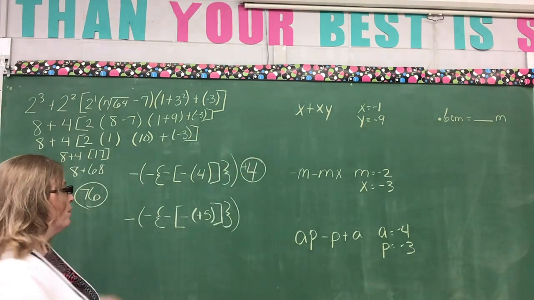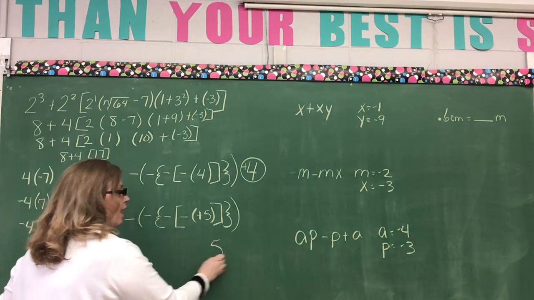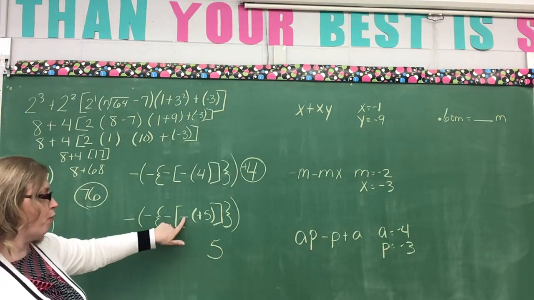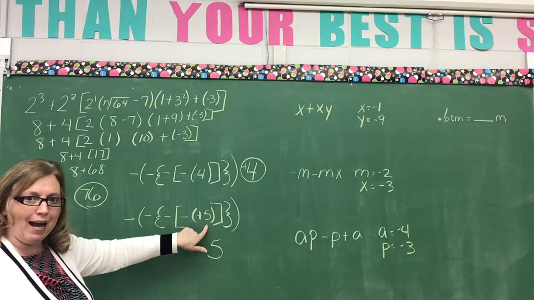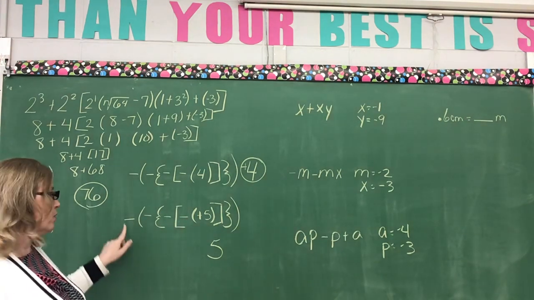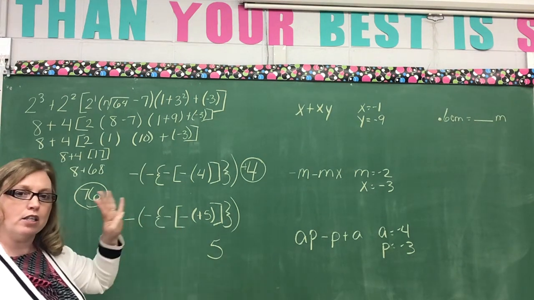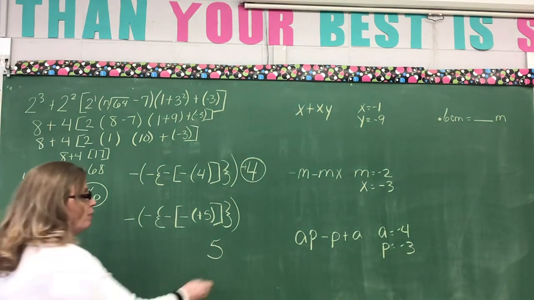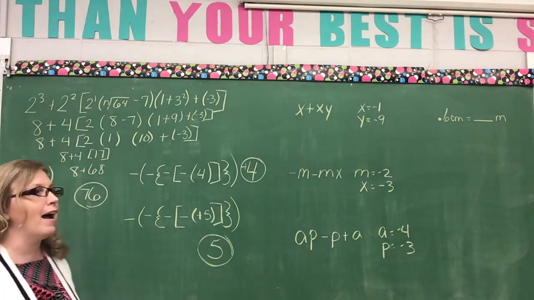Look at the next one. Our number in all of this mess is a 5. How many negative signs do we have? 1, 2, 3, 4. 4 negatives and a positive. We're only counting the negatives. 1, 2, 3, 4. Since there are 4 opposite signs, that is an even number. This 5 is a positive 5.